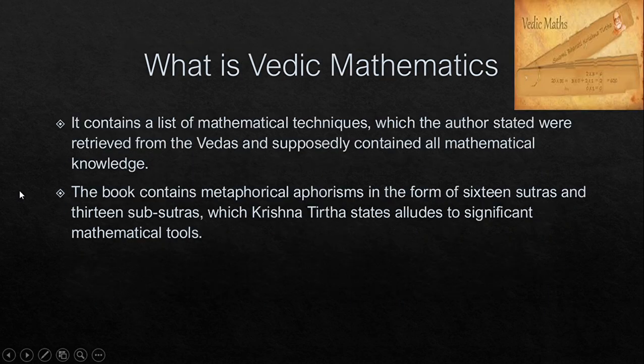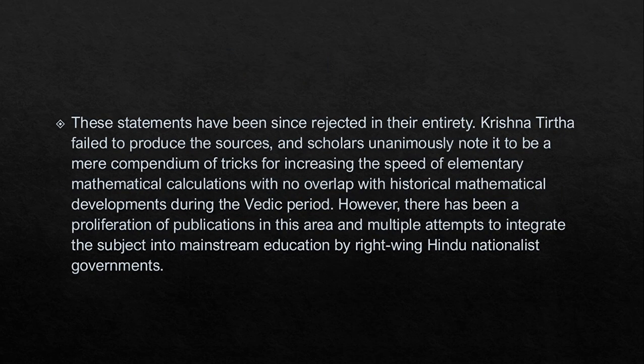What is Vedic mathematics? It's a book which consists of 16 sutras and 13 sub-sutras which Krishna Tirtha created by himself. He could not publish during his lifetime because the statements and sutras were rejected entirely. The reason was that scholars said it was just a mere compendium of tricks for increasing elementary calculations and did not have any overlap with historical mathematical developments during that period.